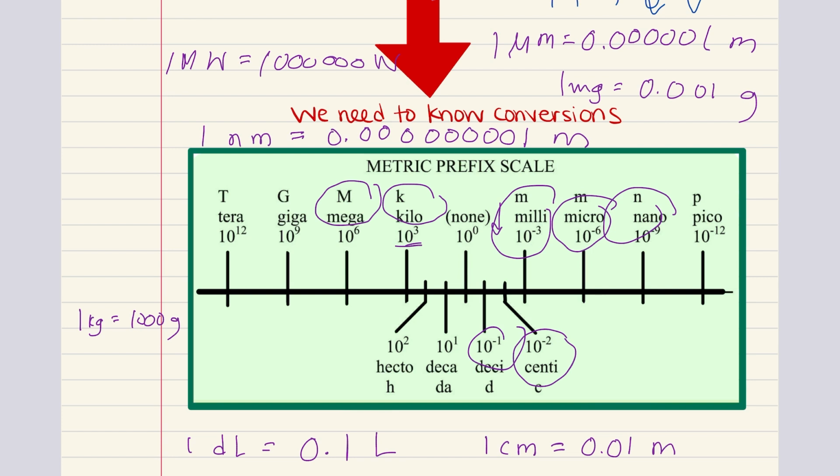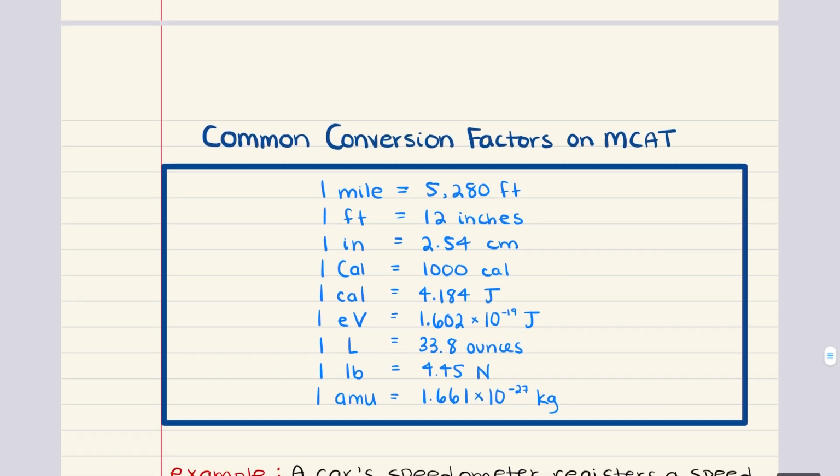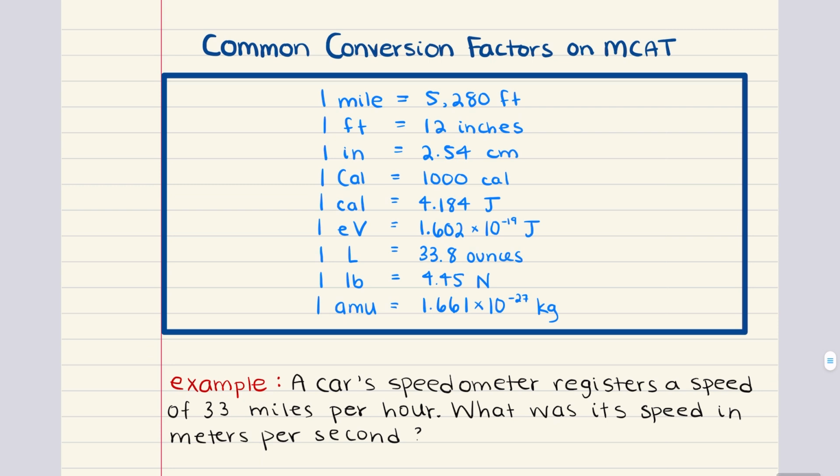Along with metric prefixes, it's also important to know common conversion factors that appear frequently on the MCAT. We should know that 1 mile is equal to 5,280 feet. We should know that 1 foot is equal to 12 inches, and 1 inch is equal to 2.54 centimeters. In addition, 1 Calorie, this is written with a capital C and used for food energy, is equal to 1,000 calories. So this distinction is really important in nutrition because the capital Calorie represents the energy content of food.